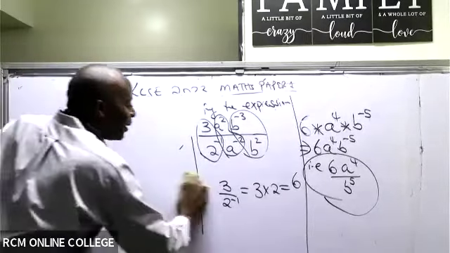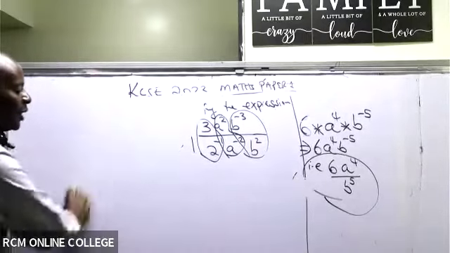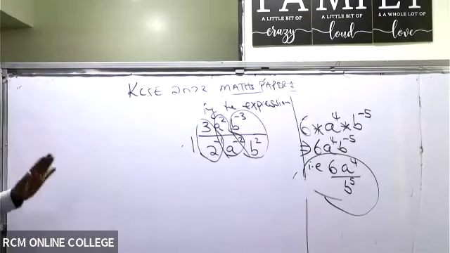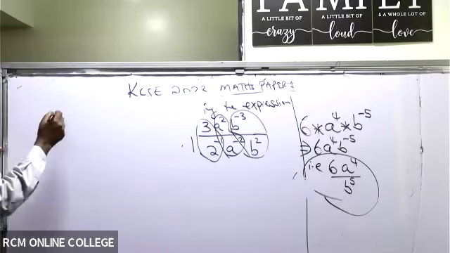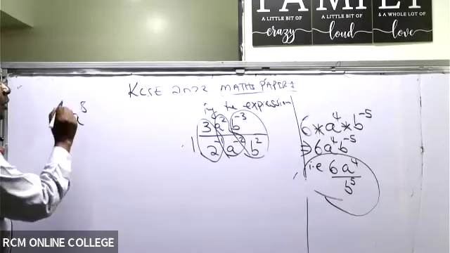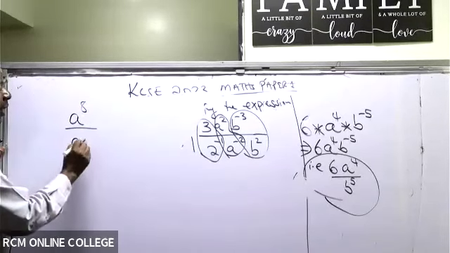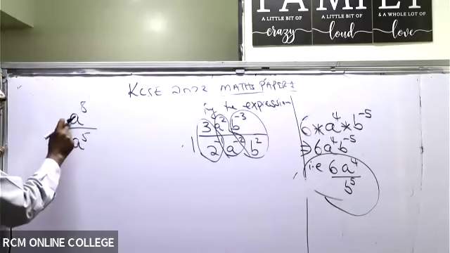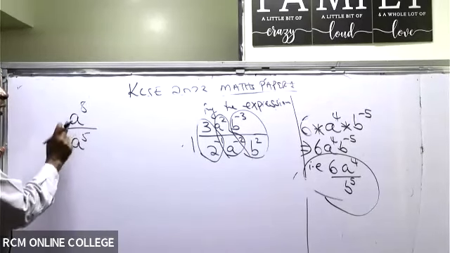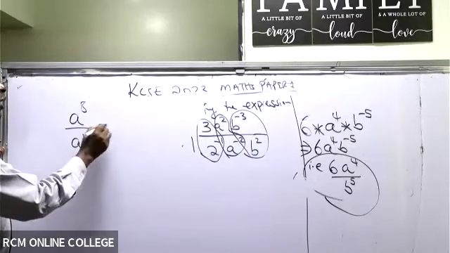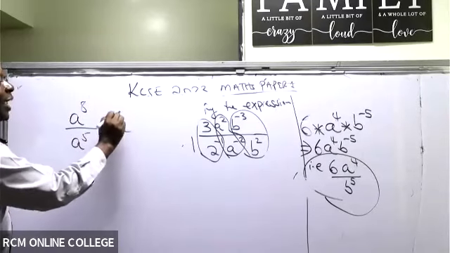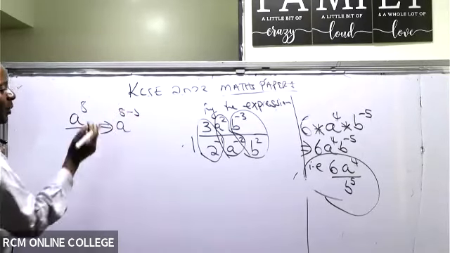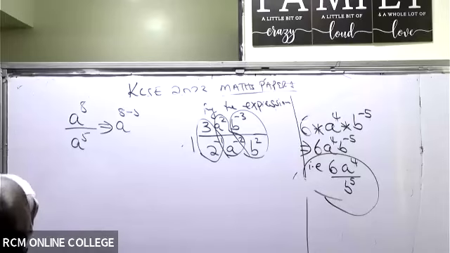So remember, this is all about laws of indices. And specifically, I'm using the division rule of indices. So for division, if for example you are given a raised to 8 divided by a raised to 5, whenever you have this a being common, you write one a, and then you subtract the powers.